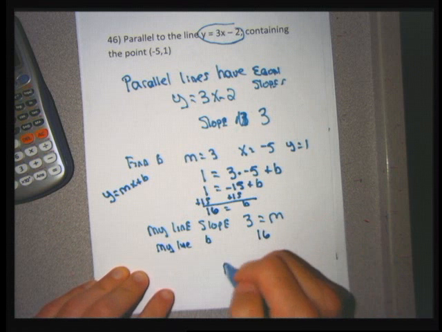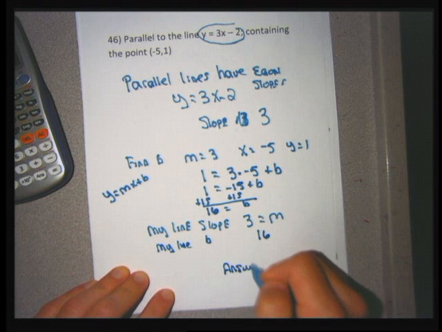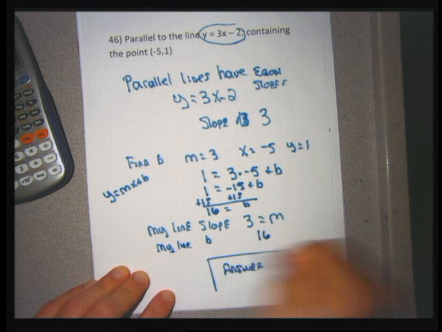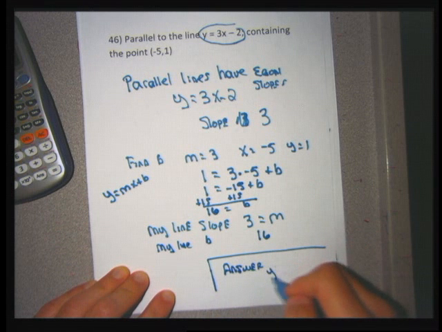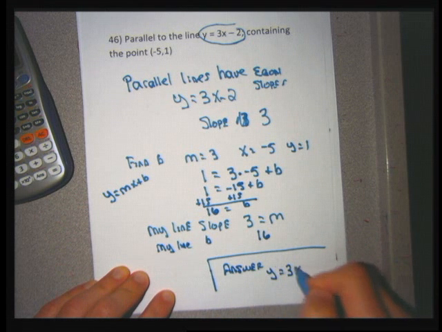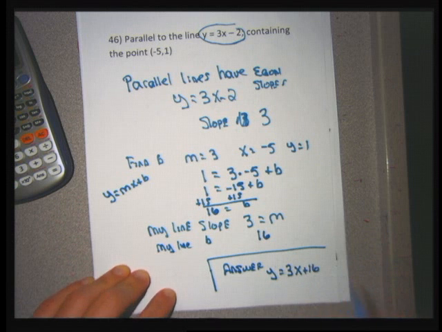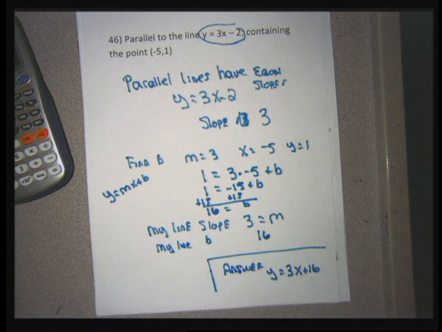So my answer, the equation of the line that's parallel to the given line that goes through the point, is going to be y equals 3x plus 16. Each of the next few problems has the words parallel or perpendicular in an equation of a line. Those words parallel or perpendicular are supposed to help you get this m for your answer or your algebra.